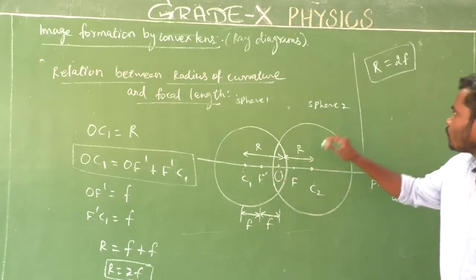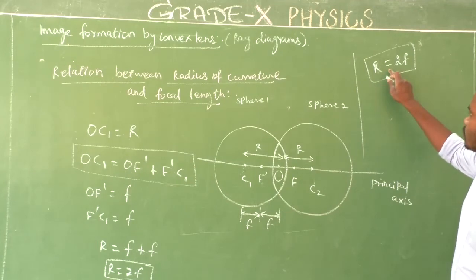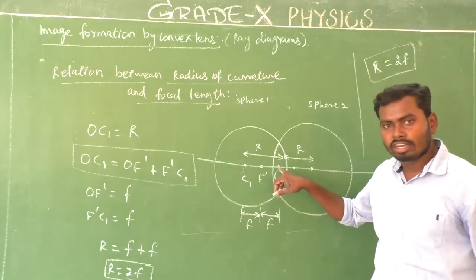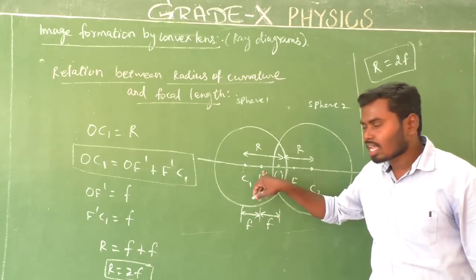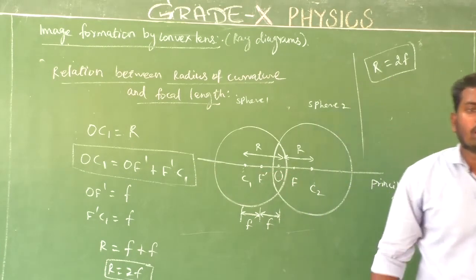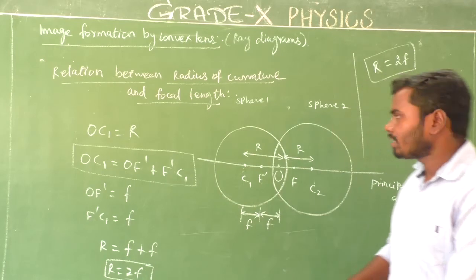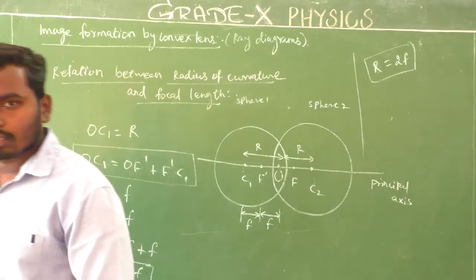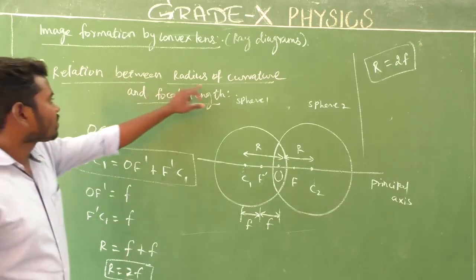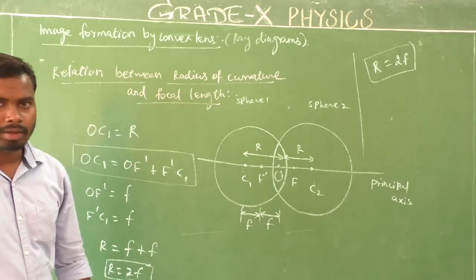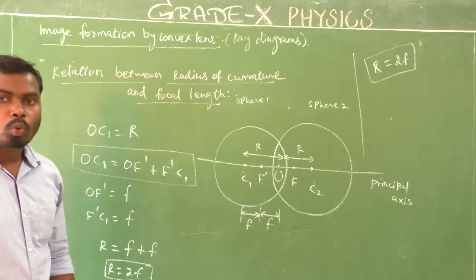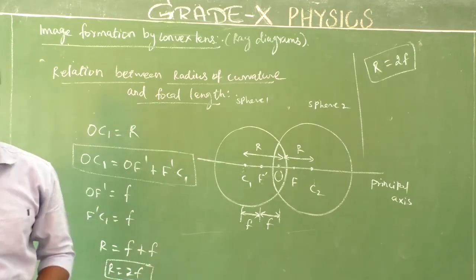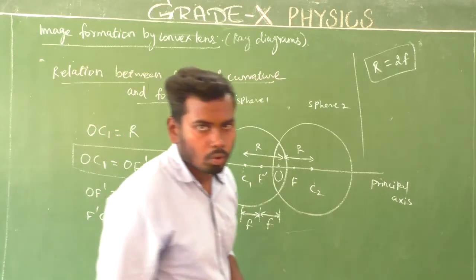So this radius of curvature R, which is equal to twice its focal length, is equal to the distance between OF dash and F dash C1. That is the meaning. Is it clear? It's very simple. Don't get confusion. So this is a relation between the radius of curvature and the focal length. R is equal to twice its focal length. Is it clear? Very simple. Okay. So look at here.